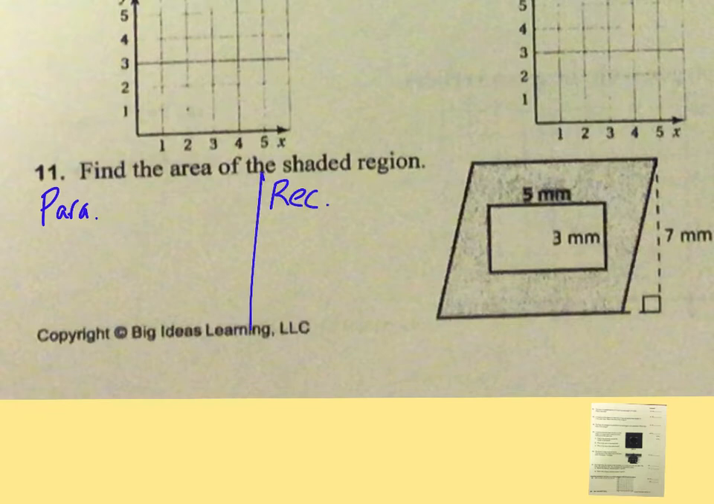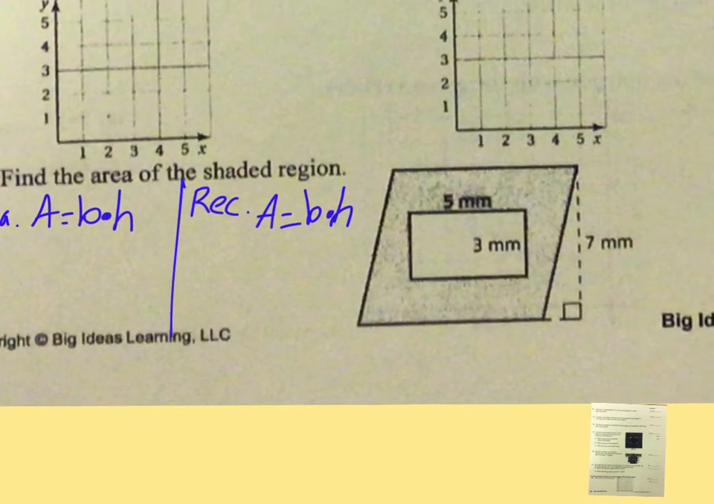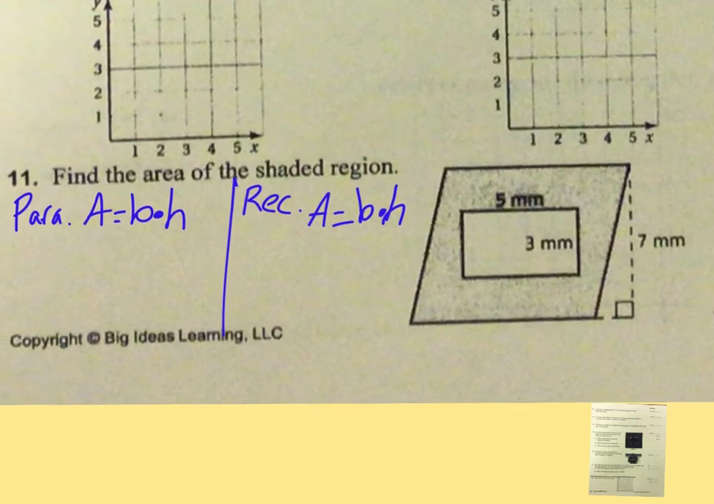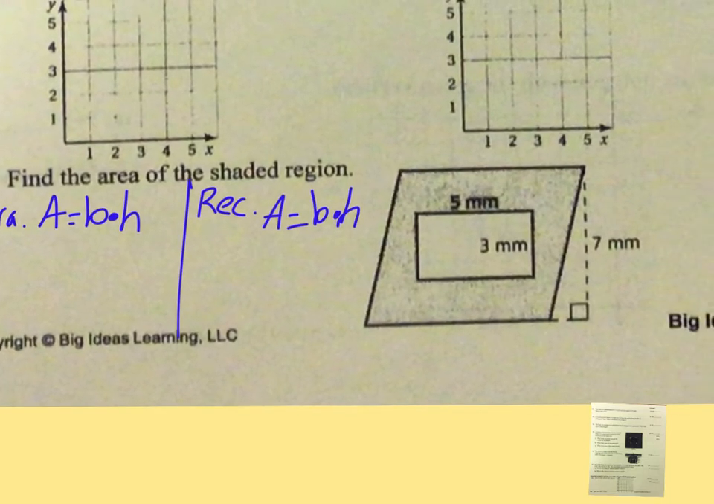So, write your formula for the parallelogram: area equals base times height, and the rectangle is area equals base times height. Yes, they're the same formula. Now, you need a base and a height to find the area of the parallelogram. Now we know that from here to here is 7, but what is this base?